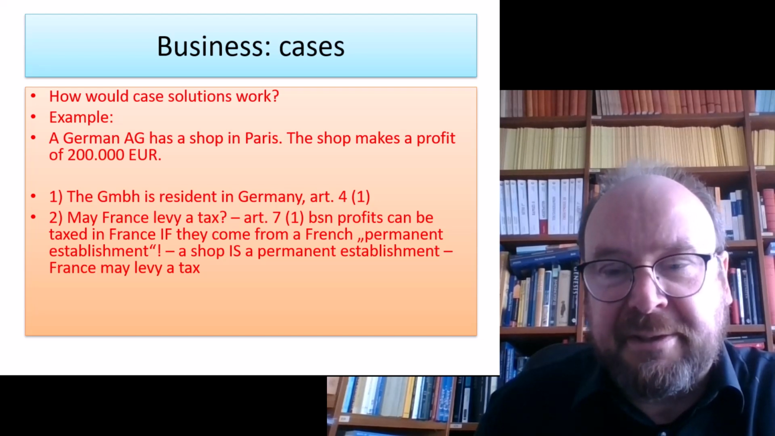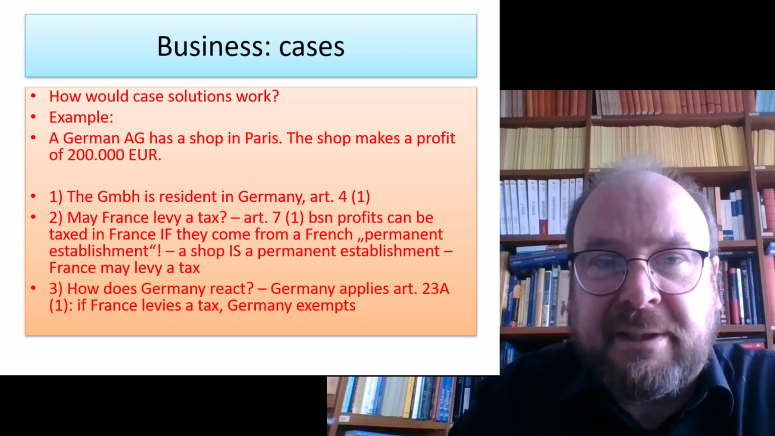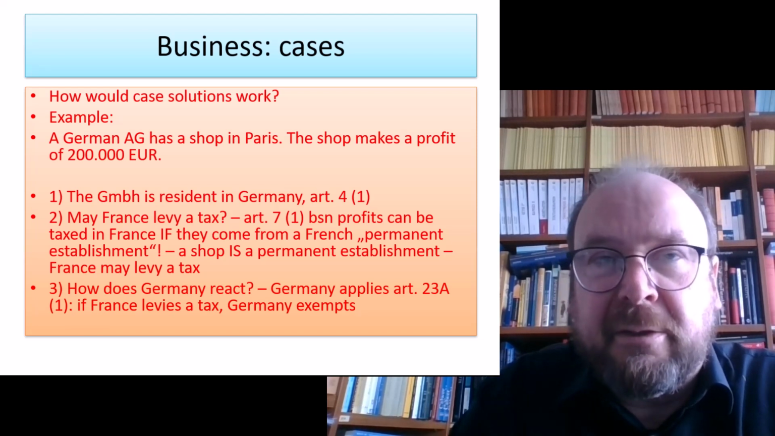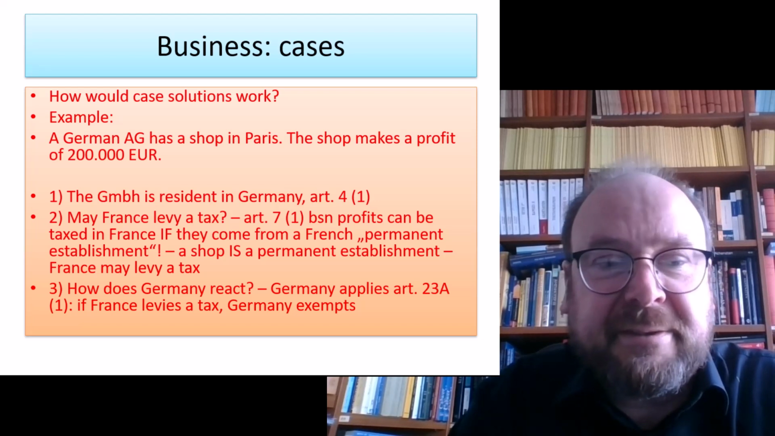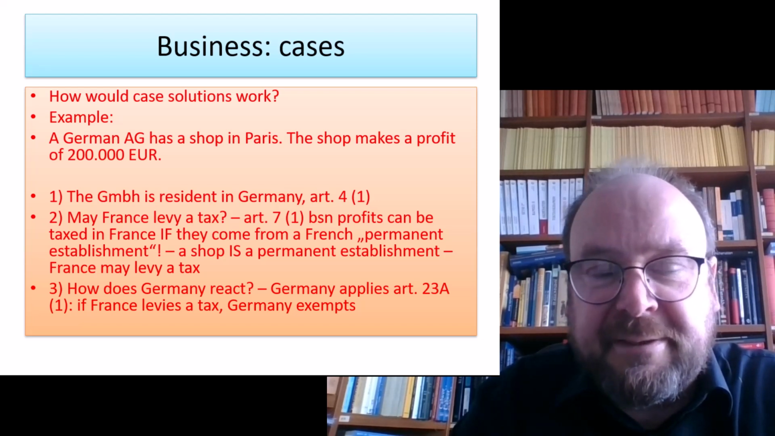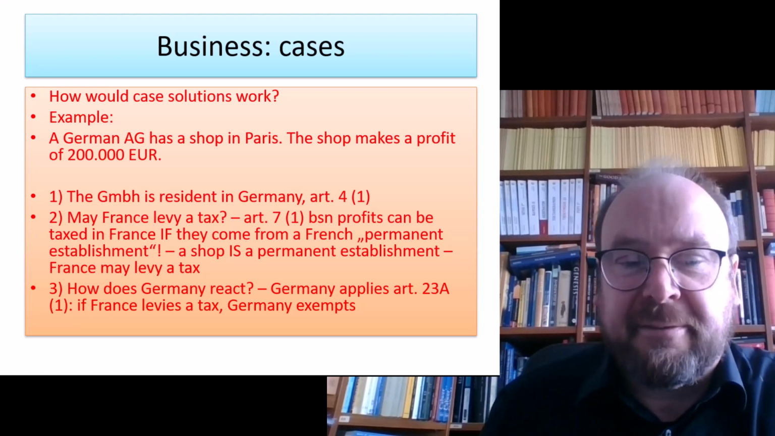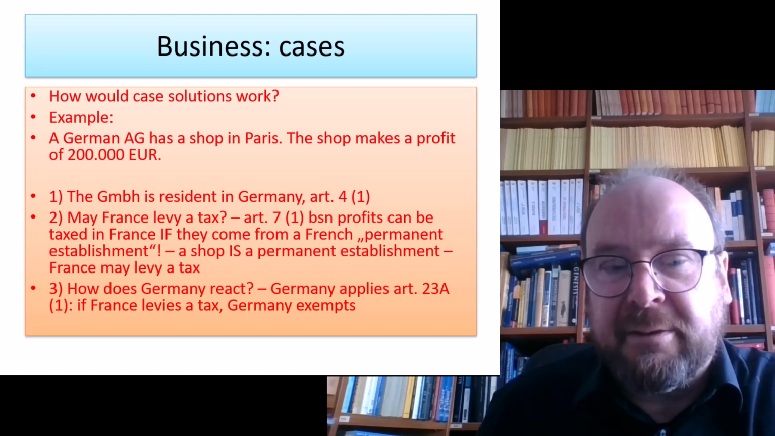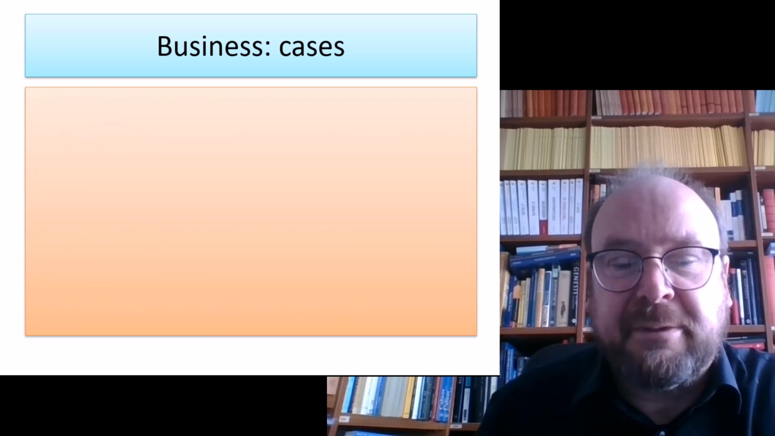And the next question is then, how does Germany react to avoid a double taxation? And that's always Article 23, as you remember. This article exists in two variants. Germany always applies the 23A variant, that is the exemption method variant. So that says if France levies a tax, then Germany exempts this income from German taxation. That's always the rule, apart from the case of dividend income and interest income. You remember that. So that's how a simple case would work.